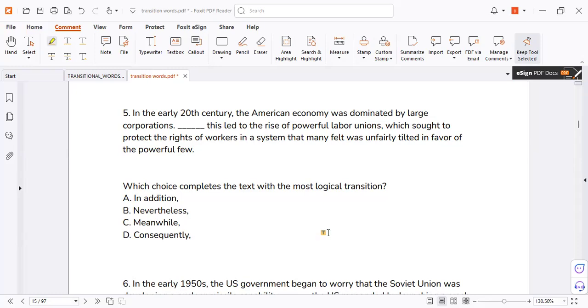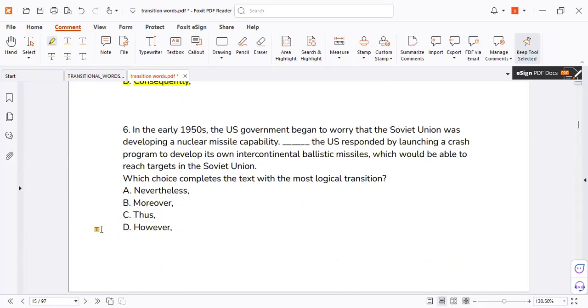Always look at the answers to prove. When you find the consequential, check: is it cause and effect? The economy was dominated by large companies. And what happened? This led to a rise in powerful leverage. So because of dominance in the economy, it could be logical. Nevertheless, there is no contrast. Meanwhile, as you know, two things happen at the same time. But where do you find it? So let it be proved or evident. Number says.